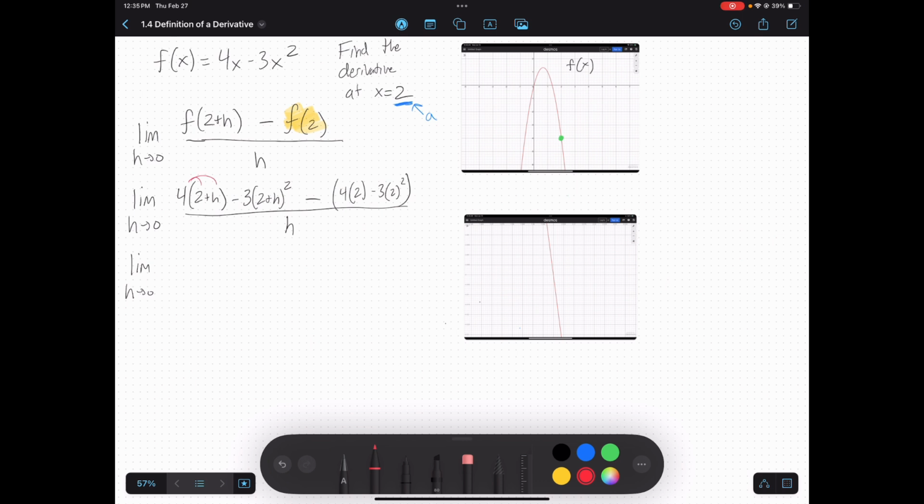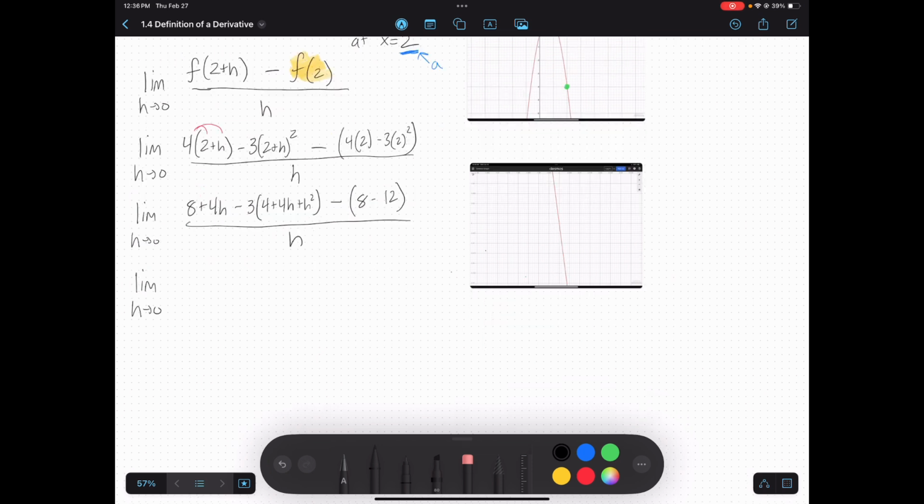So I'm going to distribute here, and then I need to also do 2 plus h squared. So I'm going to be left with 8 plus 4h minus 2 plus h squared gives me 4 plus 4h plus h squared. If you're not sure how I got that, you're welcome to just work that out on the side. Minus, well, what do I get in here? 4 times 2 is 8 minus 3 times 2 squared. That's 3 times 4, so 8 minus 12. Well, let's keep simplifying. I get 8 plus 4h minus 12 minus 12h minus 3h squared minus 8.